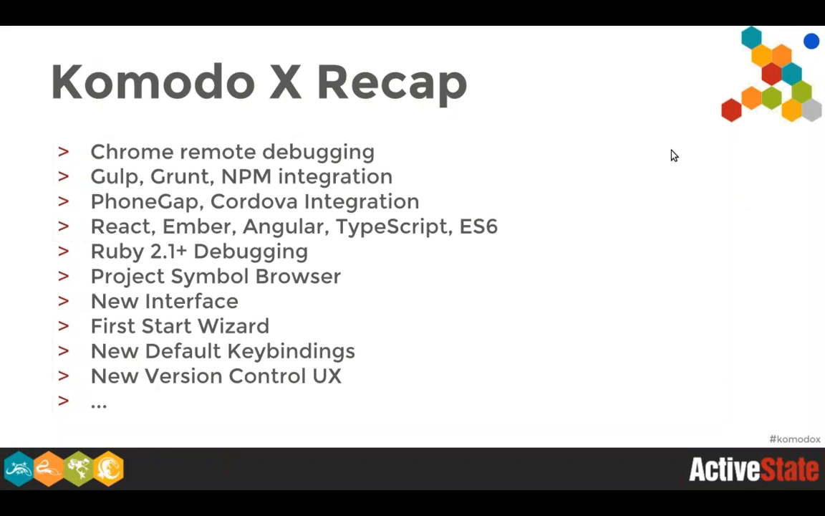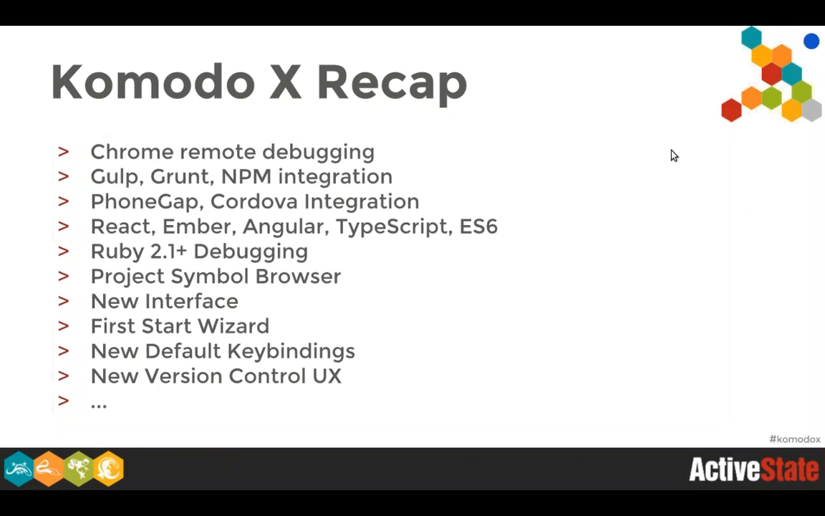Similarly, we've added Phonegap and Cordova integration, which, just like gulp, grunt, and node package management integration, sees how you have it configured. So if you're using Cordova with Android and iOS, then it will show you build and emulation options for Android and iOS. If you don't have iOS, then it won't show you iOS because it's not relevant to you. We've added React, Ember, Angular, TypeScript, and EmxScript 6 support.